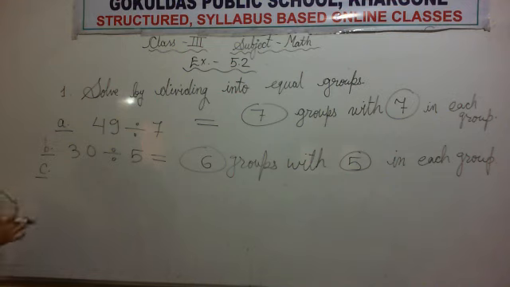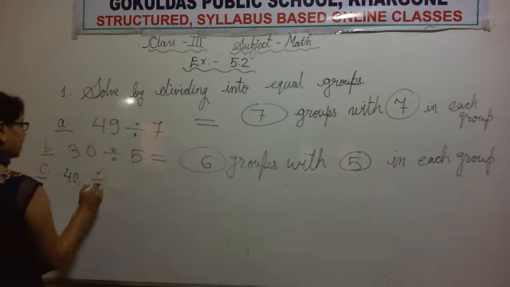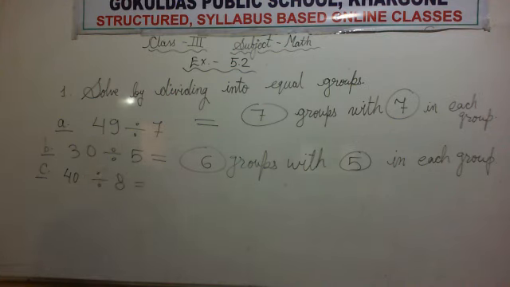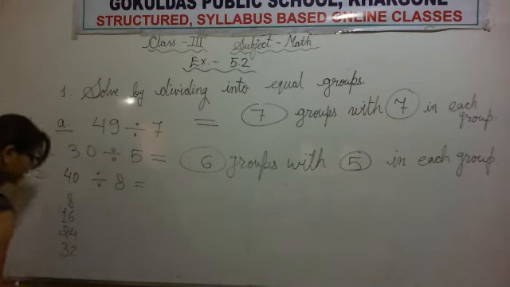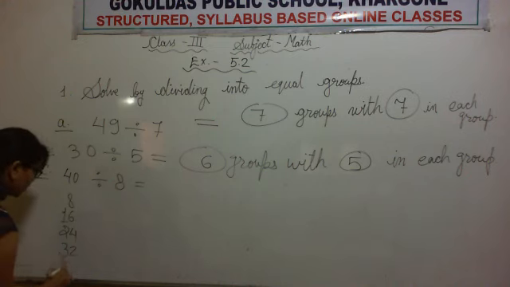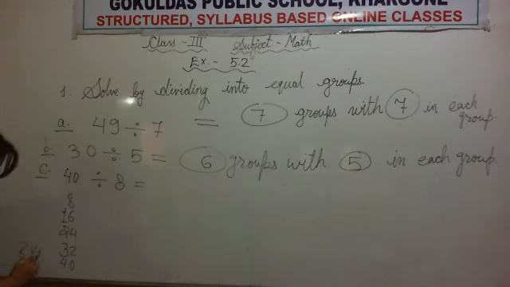Now the next one, C. 40 divided by 8 is equals to. So for this we need to know the table of 8. So 8 ones are 8, 8 twos are 16, 8 threes are 24, 8 fours are 32, 8 fives are 40. So in 5 times in the table of 8 we get 40.